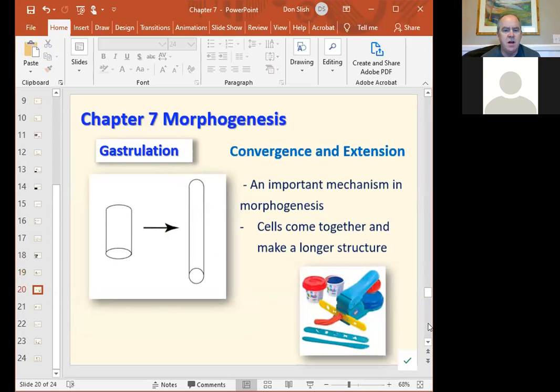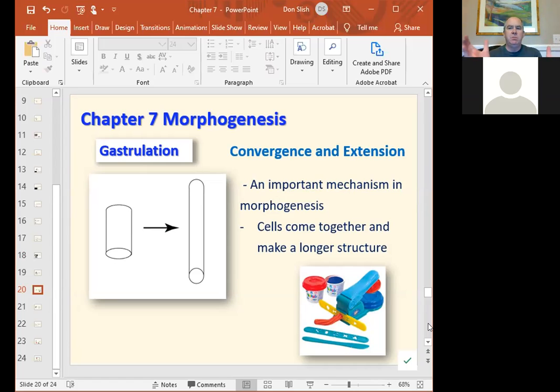The interesting thing is that it isn't because, I think even in chapter 3, I said cells are dividing and you're getting more cells. Not true, it turns out. I was lying. Nobody caught me though. Actually, what's happening is something called convergence and extension.